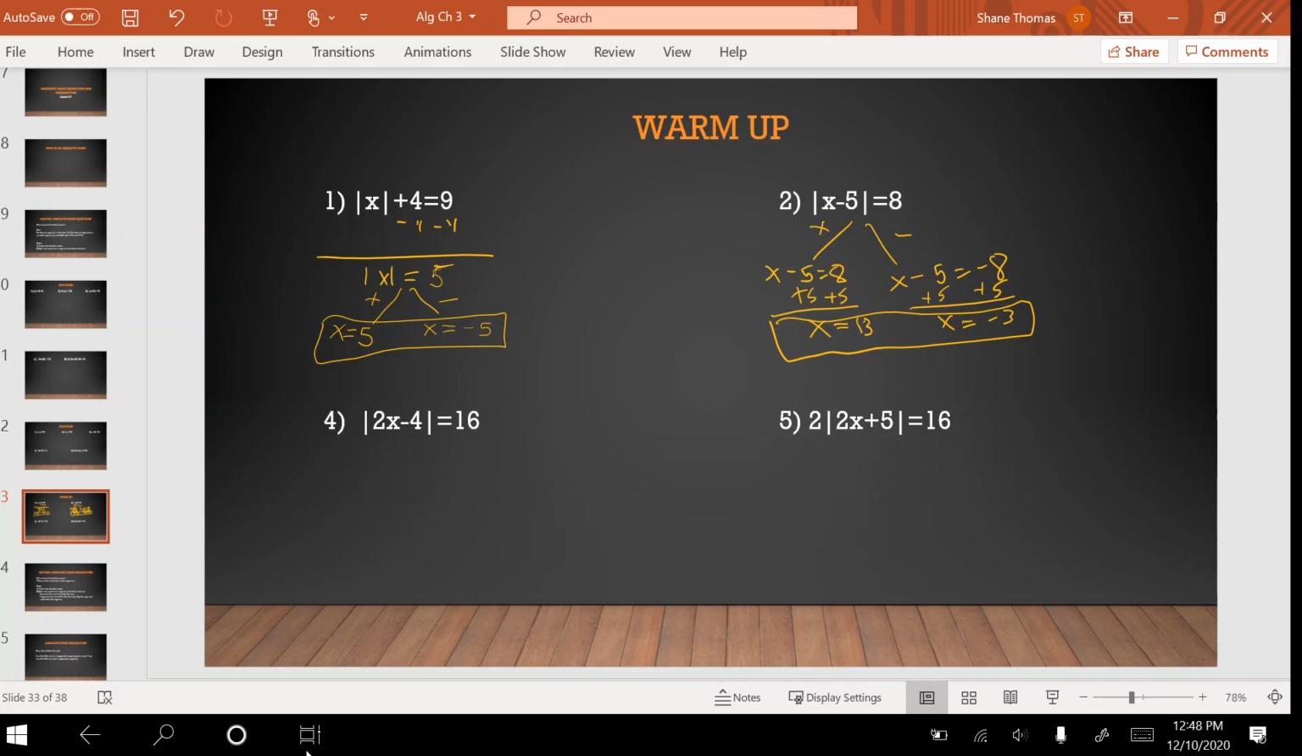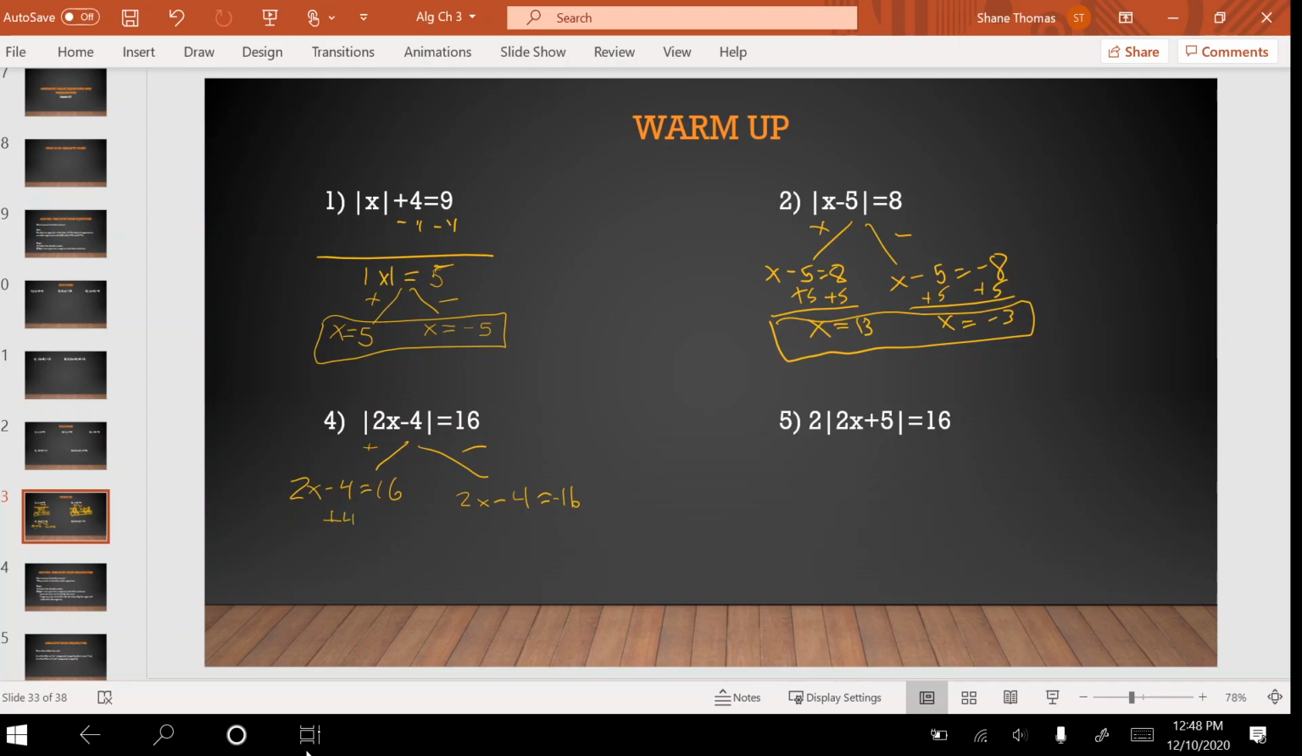Got number 3? Or 4? What do I have to do first? Not yet. What do I do before that? I got to split it. Good. I split it because I have just the absolute value on the side by itself, right? So the positive side is going to be 2x minus 4 equals 16. Negative side is going to be 2x minus 4 equals negative 16. Now what did you want to do?